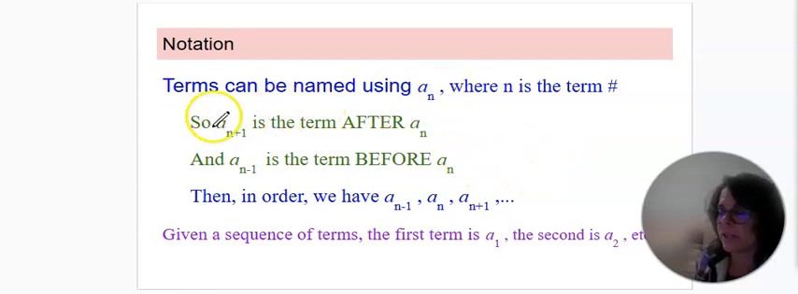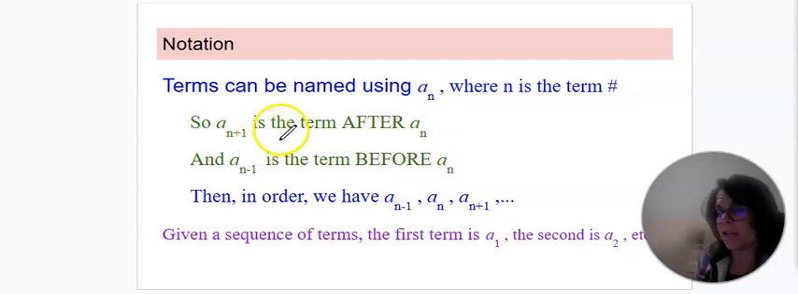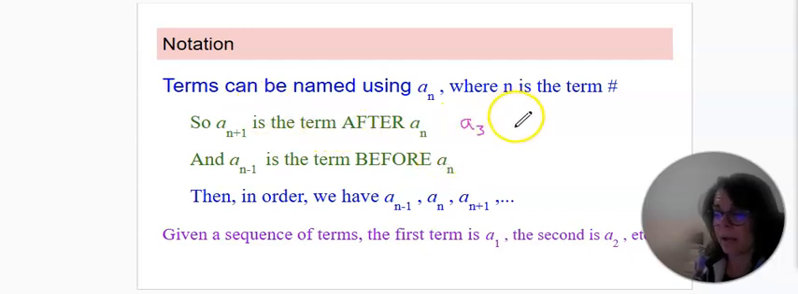Sometimes we say or see something like A sub n plus 1 or A sub n minus 1. Don't let this scare you. This just means the term after A sub n. Think about it. A sub n plus 1. If n is 3, the third term, then n plus 1 would be 4, wouldn't it?